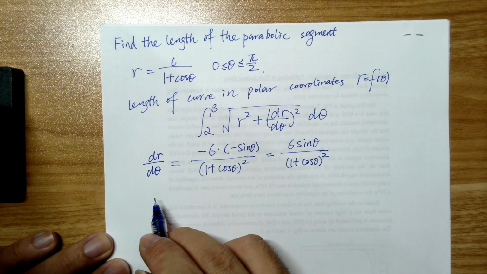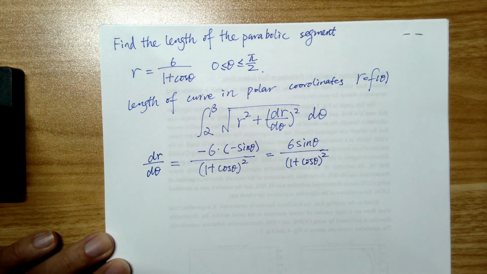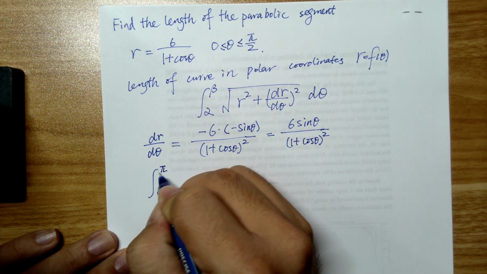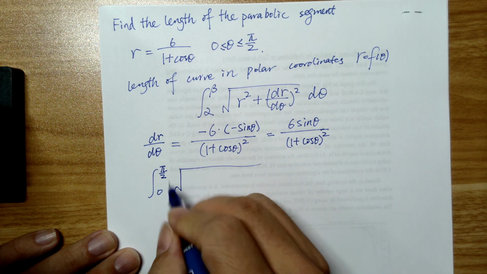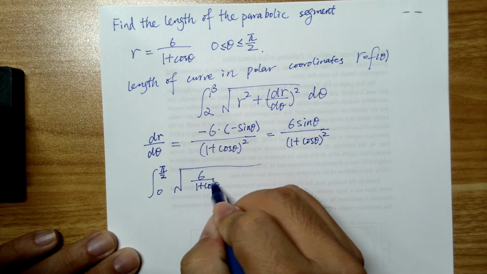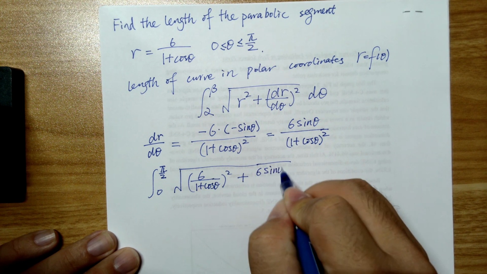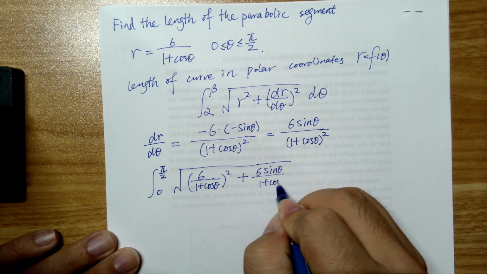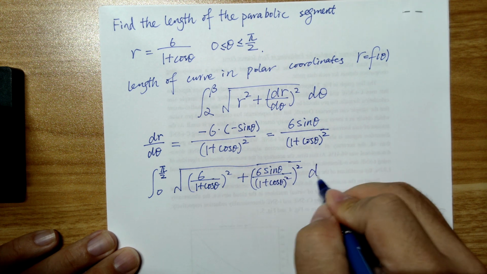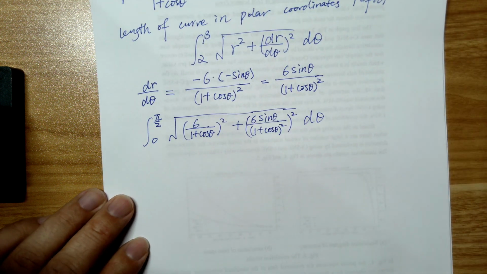So what we need to do next is put everything back into this integral formula, from 0 to pi over 2. So you're going to have the square root of 6 over 1 plus cosine theta squared, right? And then plus 6 sine theta over 1 plus cosine theta squared, and then squared, and then d theta here. Okay, so that's what we get so far.